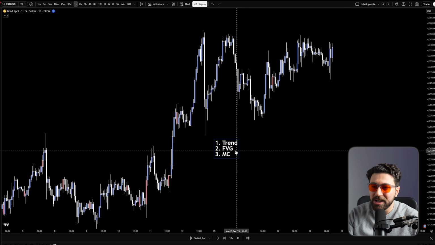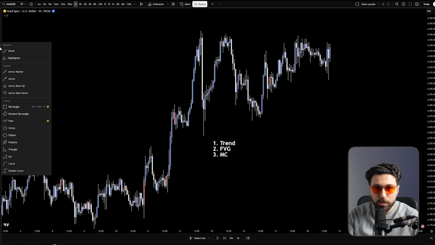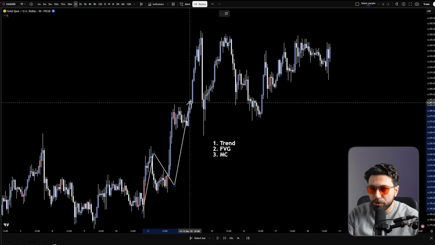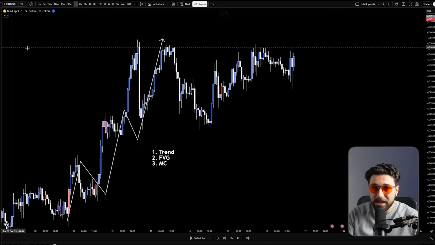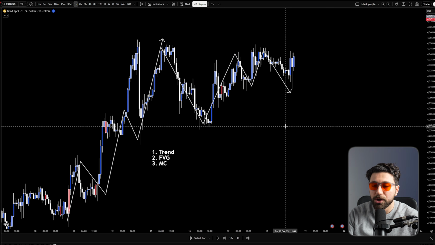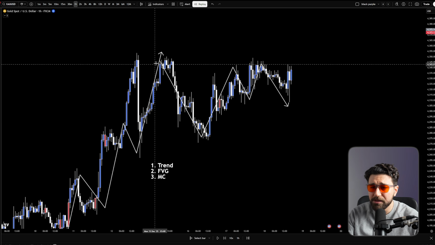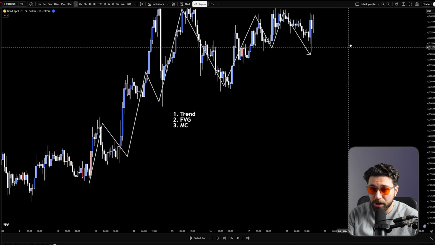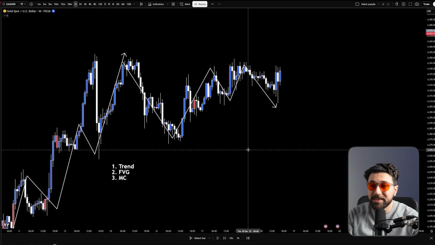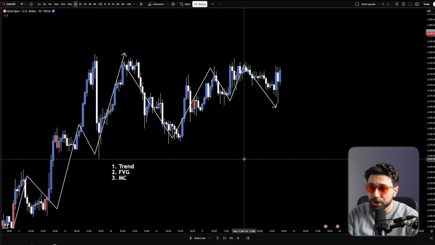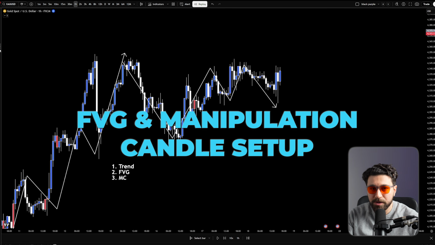So first, we have to identify the current trend. When we are looking at the chart right now, what we can see is we are in an uptrend where we are making higher highs and higher lows. But right here, we have formed a range. The question now is, because this will happen a lot, this is a very realistic example. You will have impulsive moves and then ranges. But on a higher time frame, we are still in a bullish uptrend. And now that we have identified the current market condition, we can look for our first setup, which is the FVG and the manipulation candle.